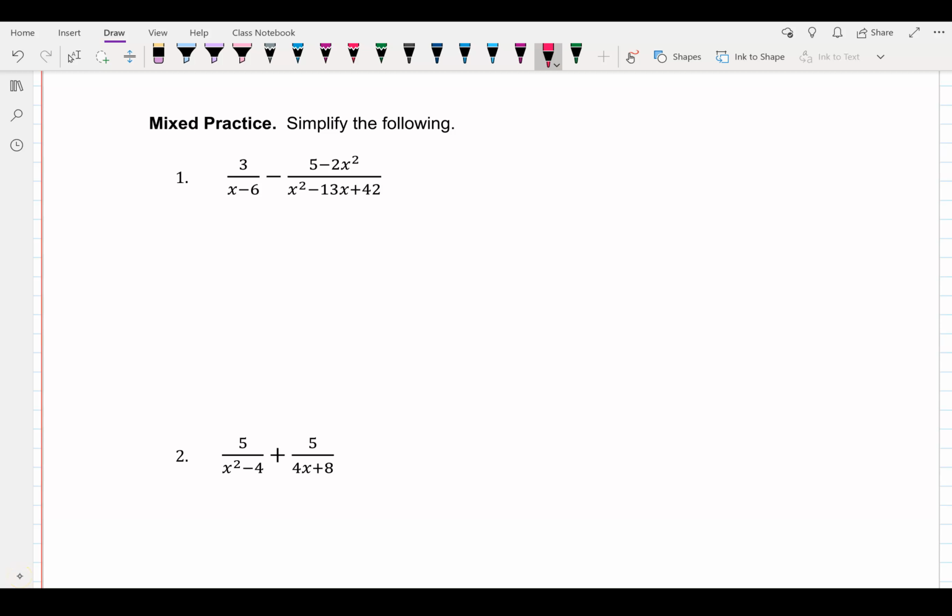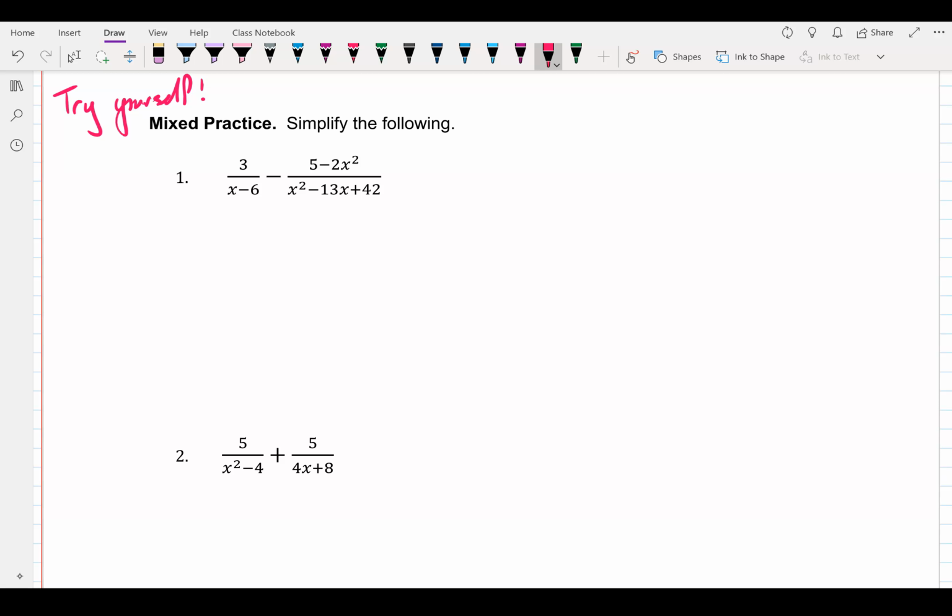Hello, welcome to not really another lesson, but a worksheet video. The first thing I would recommend you do is to try this yourself, okay? And again, this is mixed practice. It's just extra practice on what we've done so far. There's one subtraction, one addition, and one multiplication and division. So let's get right into it.